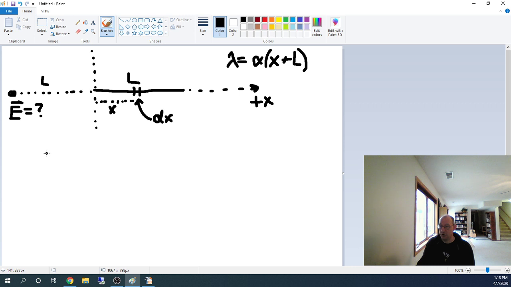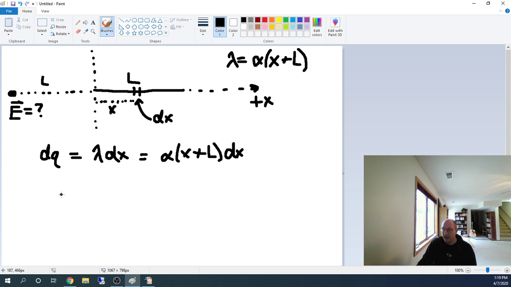All right, so let's look at the charge inside of that little piece. There's a little dq that ends up inside that little bit of space. That's going to be equal to lambda, the charge per unit length, times the length of that little bit, which is dx. And of course, lambda is equal to this thing which depends on x. So it'll be alpha times x plus L, that whole expression, times dx.